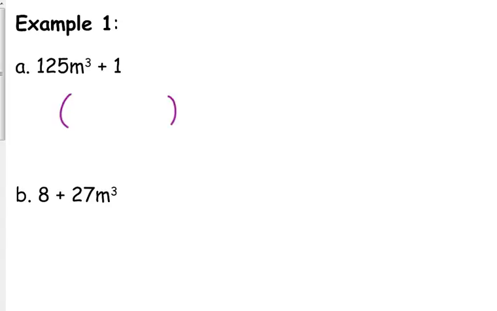Okay, we need a binomial and a trinomial. Small set of parentheses, big set of parentheses. The cube root of 125 is 5. The cube root of m cubed is m. So that goes in our first spot. The cube root of 1 is 1.